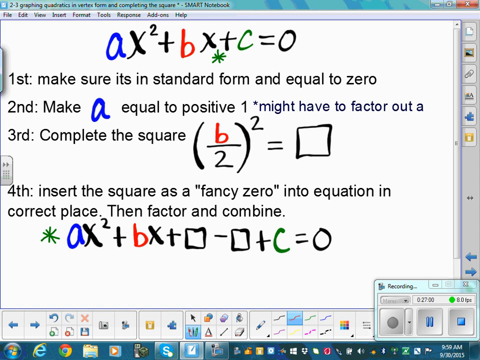Then what you'll do is group your first 3 terms, and you will factor. Now guess what? There's a trick. You won't even have to factor. You just look back at the inside, and that's what it's going to factor to, twice. I'll show you what I mean in just a second. I know right now it's all just words. So you're going to factor the first 3 terms, and then you're going to add the last 2 terms. And you're done.